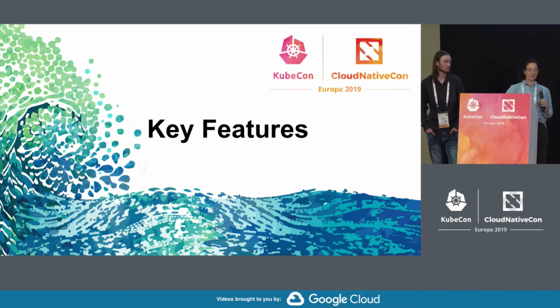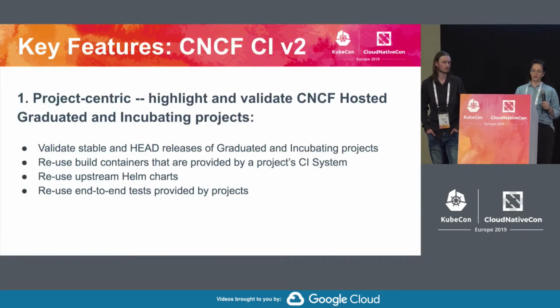So we'll go through some of the key features of the CNCF CI dashboard, testing system, and status repo. The first feature, the first goal, is that the CNCF CI project is project-centric. We want to put the graduated and incubating projects of the CNCF front and center. So we're validating the stable and head releases of those projects. We can reuse the build containers from the project CI system. We use upstream Helm charts for the deploys, and we can reuse end-to-end tests that are provided by the project maintainers.